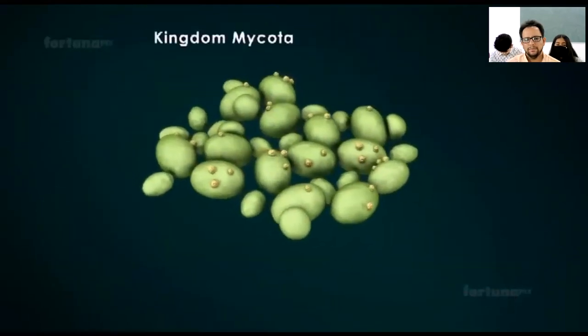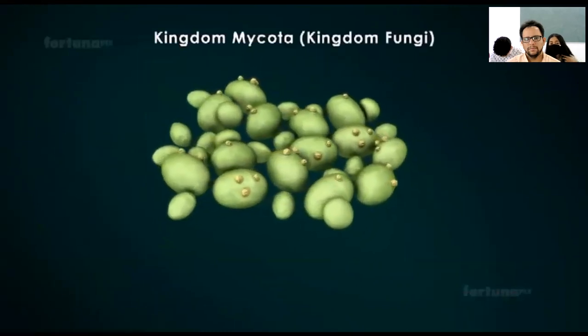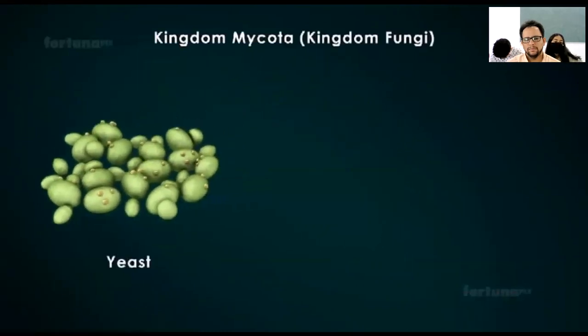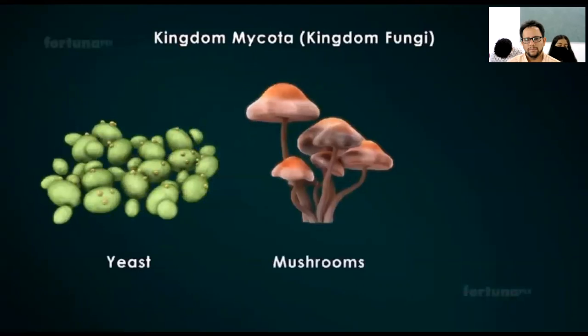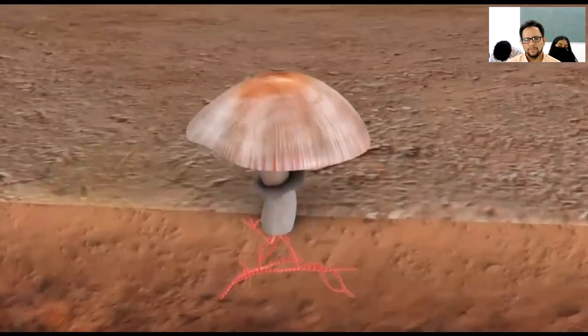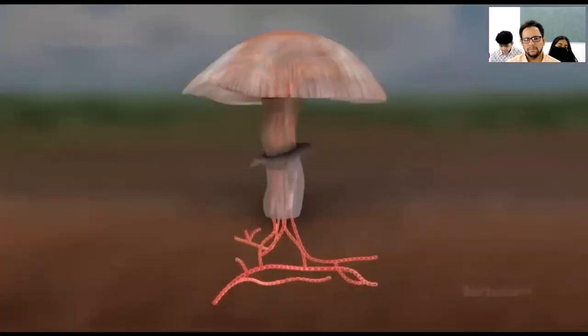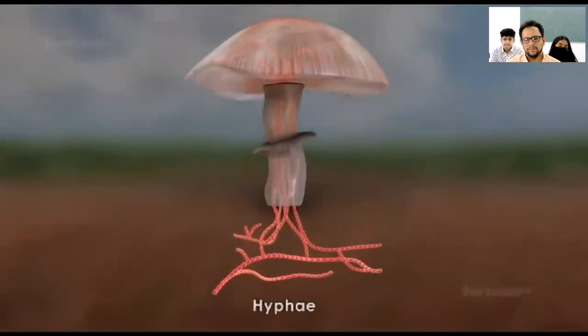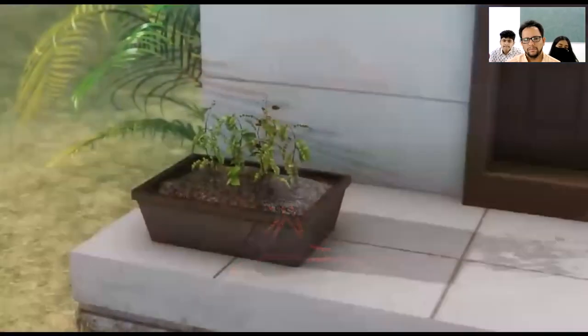Kingdom Mycota, also called kingdom fungi, includes fungi such as yeast, mushrooms, and molds. The body of fungus is made of long thread-like structures called hyphae. Its members can be free-living, parasitic, or symbiotic.